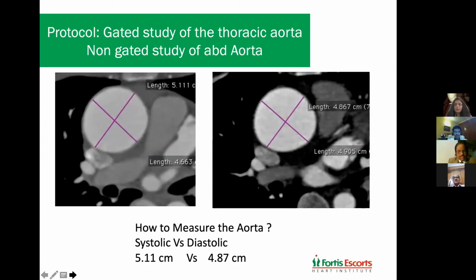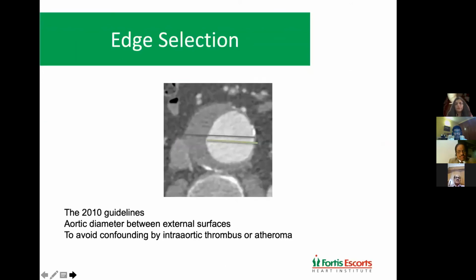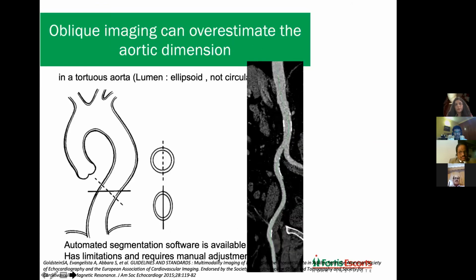How do we measure the aorta? You always have the systolic and the diastolic phases, and the systolic is preferable because they're usually different in size. The edge selection, again, needs to be very carefully done because it's always the external surfaces that we measure in order to avoid confounding by intra-aortic thrombi or atheromas. Oblique imaging can also overestimate the aortic dimensions, and so we really need to know how we've taken the central line.